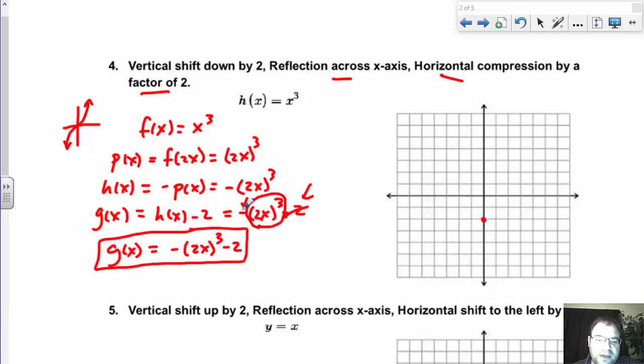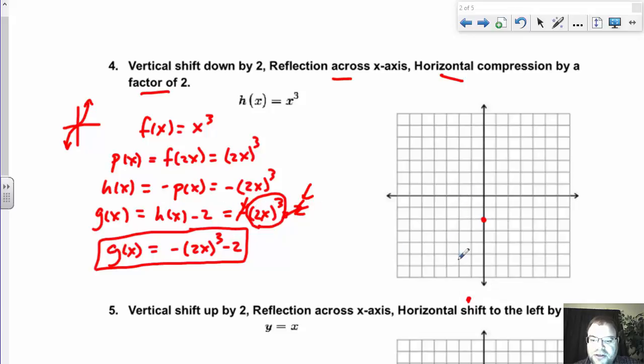That's all I'm focusing on. Okay, I'm ignoring the negative and I'm ignoring this. I'm just plugging in negative 1. Negative 1 times 2 is negative 2, and negative 2 cubed is negative 8. Okay, so if I go 1 over from here, I'm going to go down 8 spaces. So 1, 2, 3, 4, 5, 6, 7, 8, off the graph, but down here somewhere.